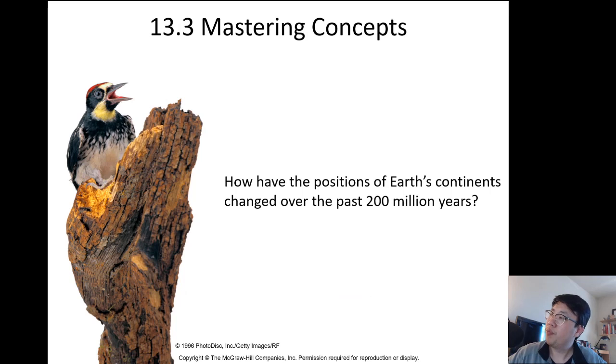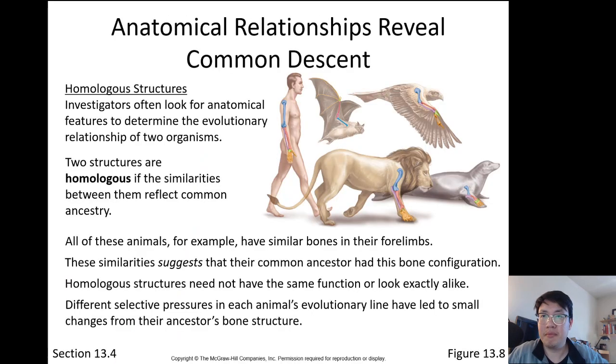Okay, so how have the positions of the Earth's continents changed over the past 200 million years? Pangea, guys. Okay, so here's the thing. We know that during animal development, which is the section that I lectured a little bit earlier than this, we have very similar development, especially during the embryonic stage. You can see that we're almost nearly identical.